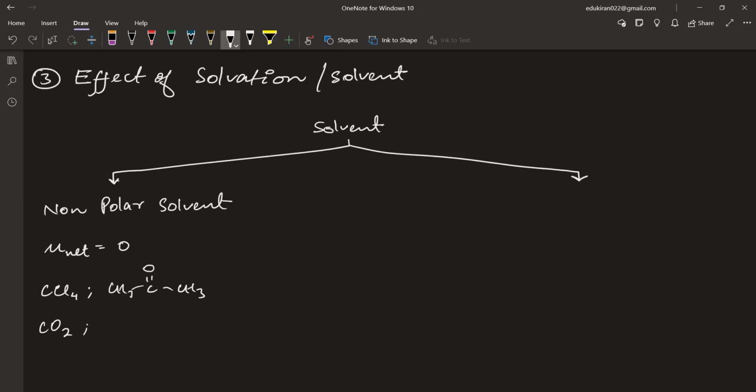There is also one which is known as DMSO. It is something like this: CH3, sulfur double bonded to oxygen, and CH3. This is dimethyl sulfoxide. Here we have sulfur and then oxygen. And this solvent is not used in your part 5 today. Non-polar solvent, and then we have polar solvents.